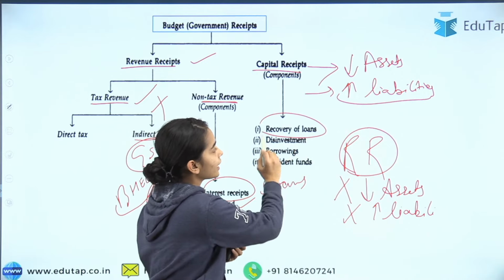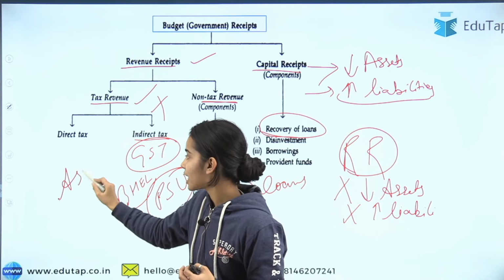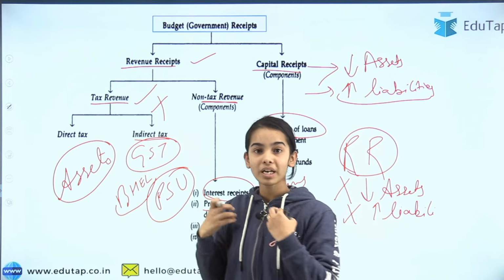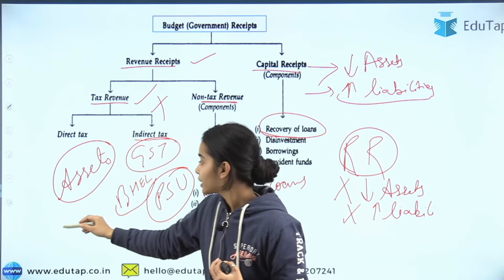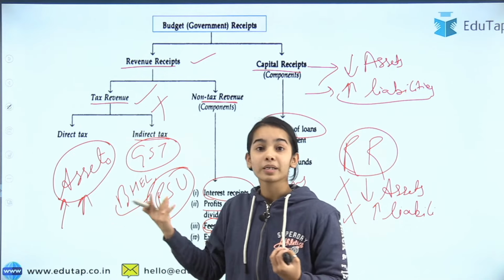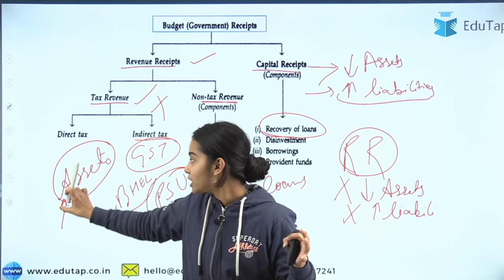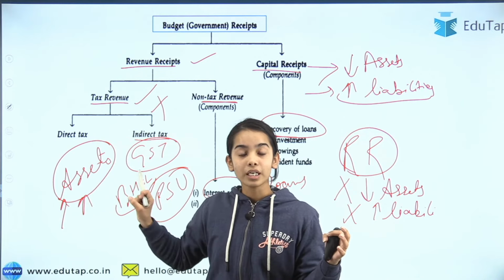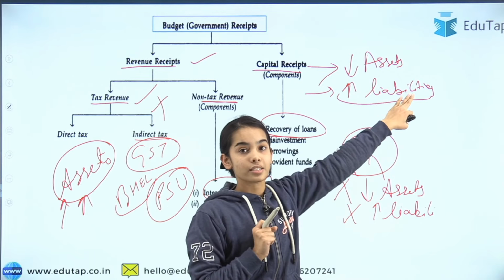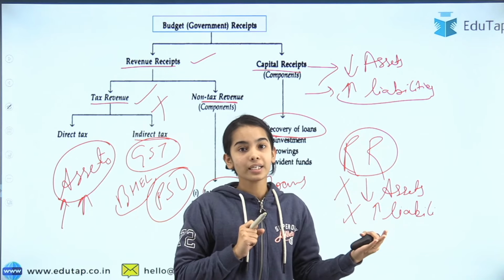See, recovery of the loans. We have given loans to someone and that is our asset. Okay, if I am giving 1 lakh to someone, that is my asset because I am earning something on it. That is my money, and I am earning some profits on it. So if I take this asset back from the person, that is the recovery of loan and that is decreasing my assets because I am taking the money back and now I will not get the profit on that money.